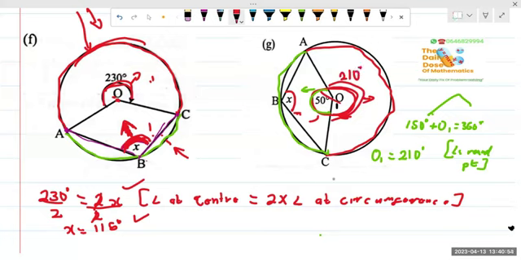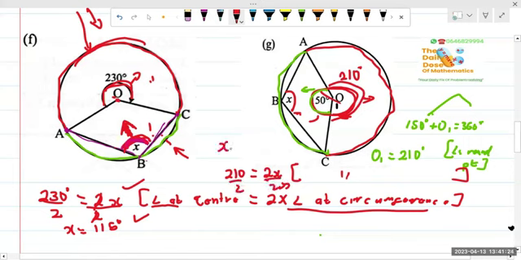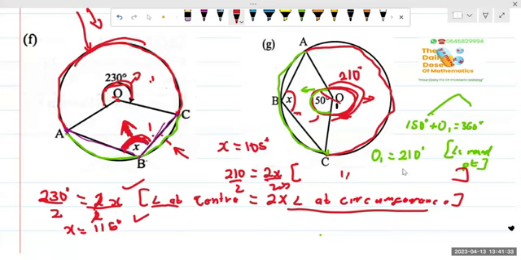Now, we can clearly see that we have an angle at center. What is the angle at center that we have? 210. Then we'll say, okay, we have 210, which is equal to 2 times x. Now, what is going to be the reason that we're going to quote there? We're going to quote the same reason here. So I'll take this reason and put it here. Angle at center is 2 times the angle at the what again? At the circumference. And then I divide by 2. What is going to be our x? It's 105 degrees.